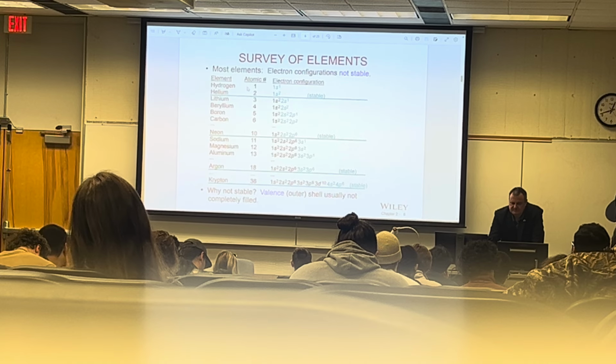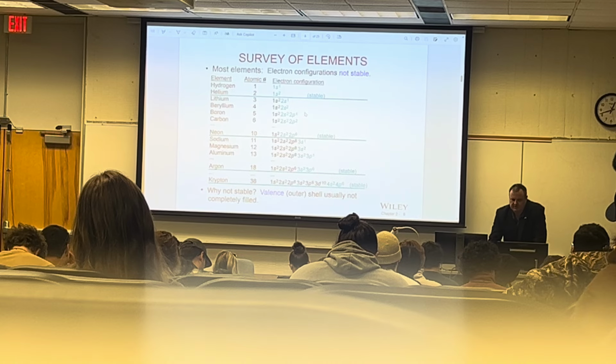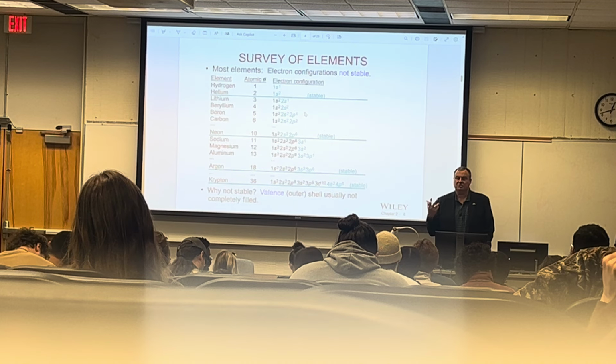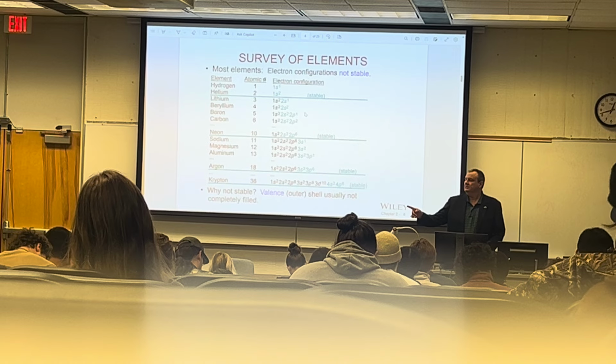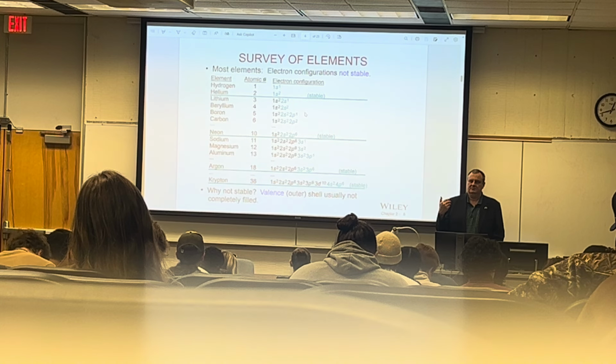Just like this. Hydrogen has an atomic number of 1 and its electronic configuration is 1s1. How many electrons can be on the s shell? The maximum number is 2. So hydrogen is missing 1 electron. Just remember that.